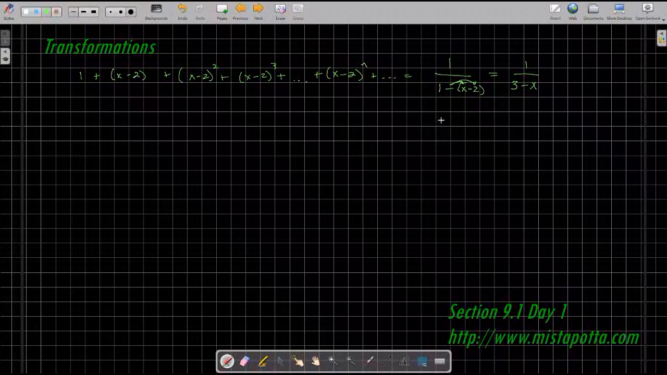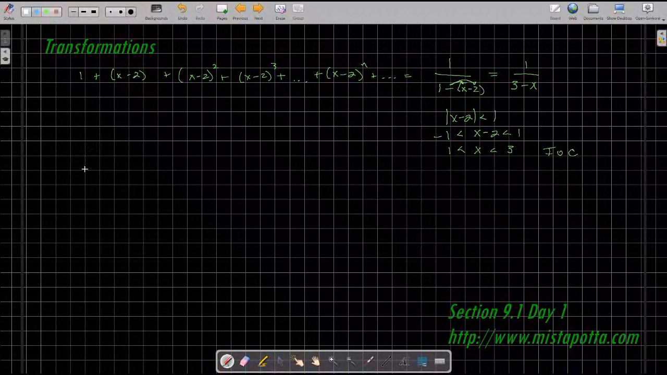And this series is going to converge as long as x minus 2 has an absolute value that's less than 1. In other words, this value lies between negative 1 and 1. But if I solve this, I find out that x actually ends up being between 1 and 3. This is my interval of convergence for this function. So translating it to the left or to the right is going to translate that interval of convergence the same number of units to the left or to the right.